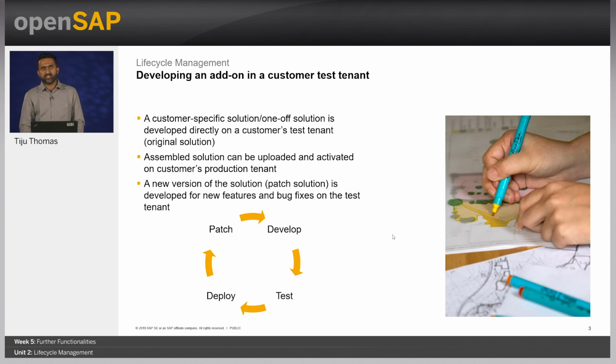When a customer signs up for SAP Business ByDesign, a test tenant is provided as an initial tenant. A customer-specific solution, or a one-off, can be directly developed by a customer or a partner on this tenant. Now this very first version of your solution is referred to as the original solution. Once an add-on development is completed, you can assemble and download the solution from your source tenant and upload it to the production tenant. To make the solution active, it's important to activate and scope the add-on solution here. A new version of the solution, or in other words a patch solution, can be developed for new features and bug fixes on the test tenant.